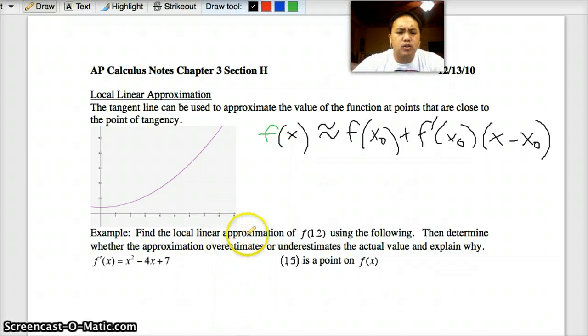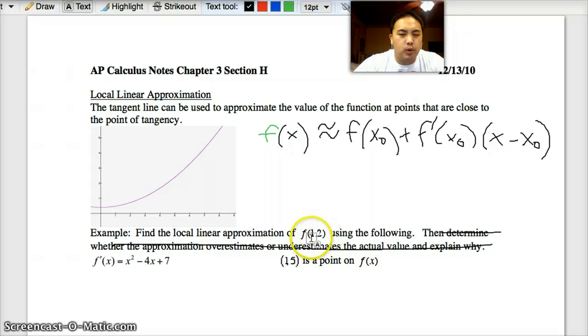Example 1 says find the local linear approximation of 1.2, and then whether it is an over or underestimate. This whole part, I'm just going to have you cross out. So here's my first problem. I get f prime is x squared minus 4x plus 7. It says (1, 5) is a point. I want to know what f of 1.2 is, but I don't want to plug in 1.2 in this problem, and not to mention this is f prime. I don't even have an f of x to plug in 1.2 into.